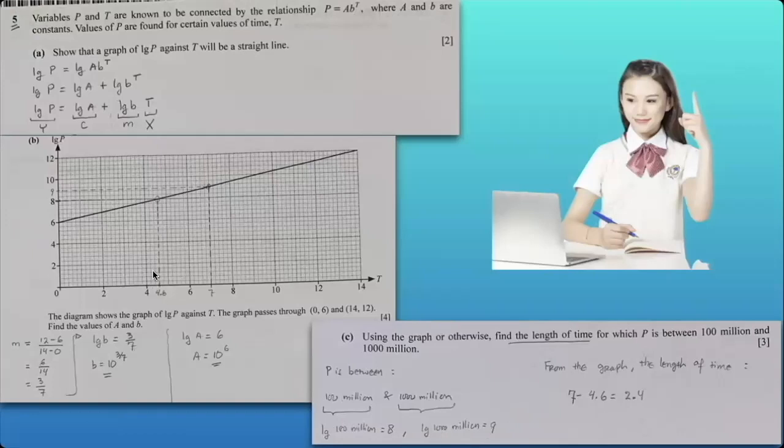And then next, we find log p is equal to 9 from here. Okay, and then we go across, find the intersection with the line, and then we go down and find the corresponding value of t. So from the graph, the length of time is equal to 7 subtracted by 4.6, which is equal to 2.4.